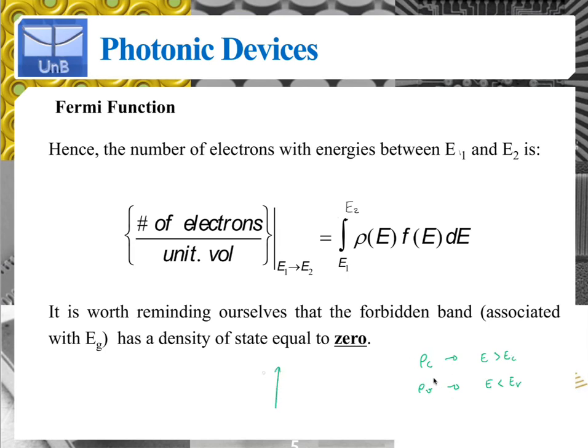If you look at the band structure, let's say a direct band gap semiconductor, like we've been illustrating here, this means that this is EC, this is EV, and of course the forbidden band, which is this part right here, has no density of states, or actually has a density of states equal to 0. Therefore, even if the probability of occupation is defined within this region, since there are no states to be occupied, there are not going to be any electrons within this region right here.